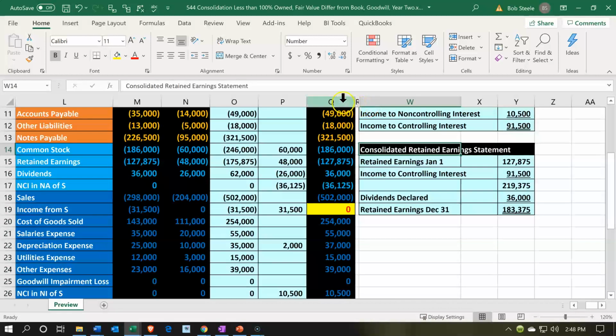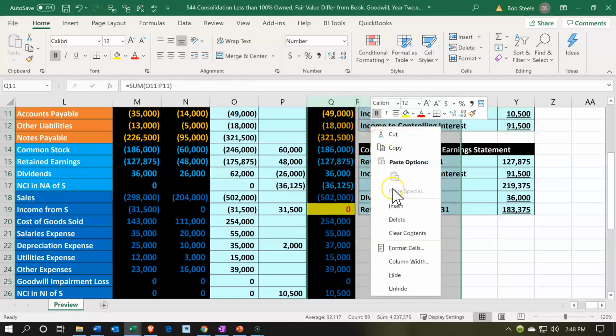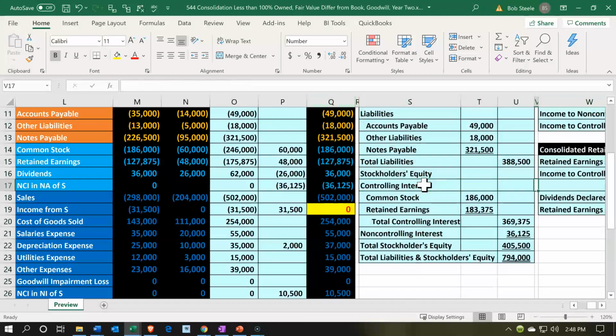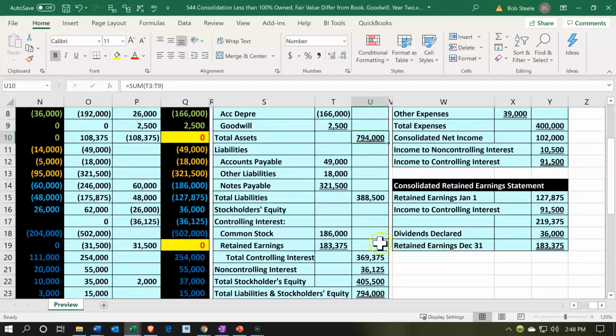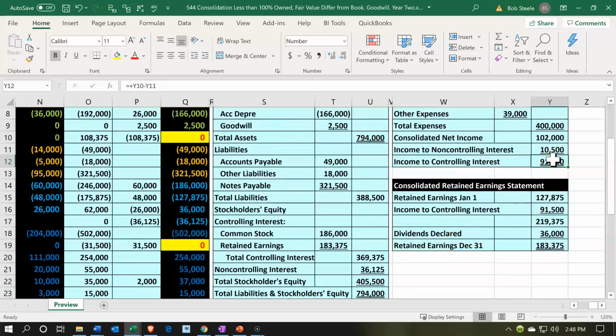If I then unhide, holding down from Q to W, selecting those columns, right-clicking the selected area, unhiding them, then we could see our key numbers here, of course, being assets equaling the liabilities. We could see the net income here, basically the income to the controlling interest reflected on the consolidated retained earnings statement, the ending balance in retained earnings tying out to what is on the balance sheet.